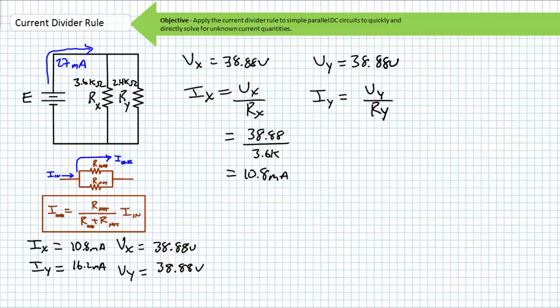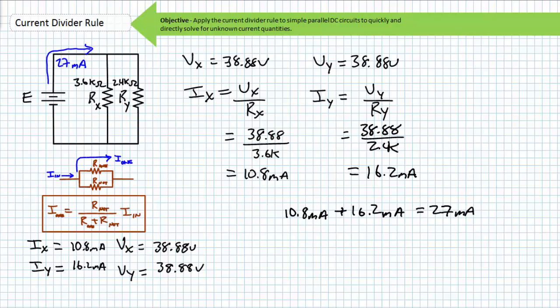Given these resistors are in parallel, it can also be said that Vy equals 38.88 volts and Iy equals Vy divided by Ry. Substituting in the necessary values yields Iy is 16.2 milliamperes. Given our understanding of Kirchhoff's current law, what goes in must come out. We can then extrapolate backwards that 10.8 plus 16.2, or 27 milliamperes, must have come into this parallel relationship without using the ammeter.